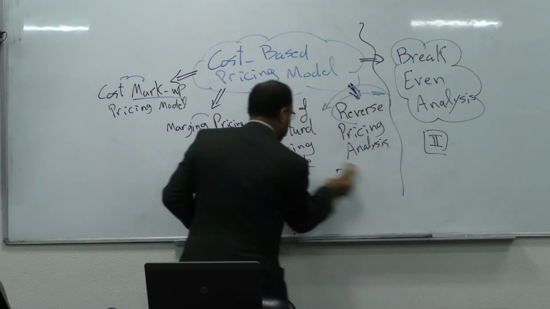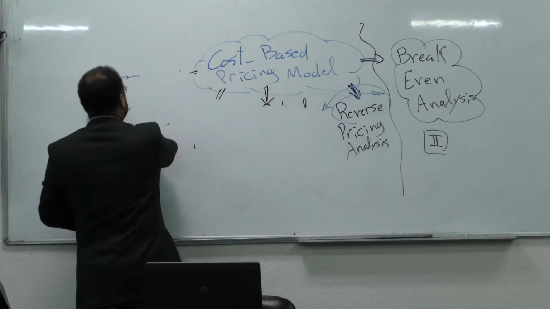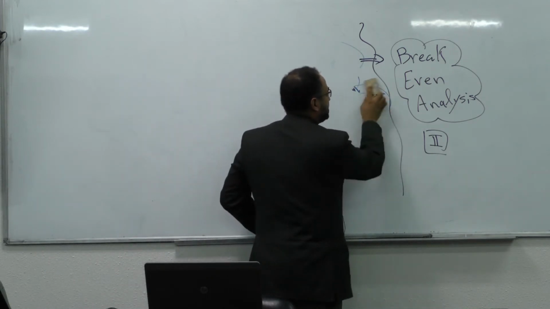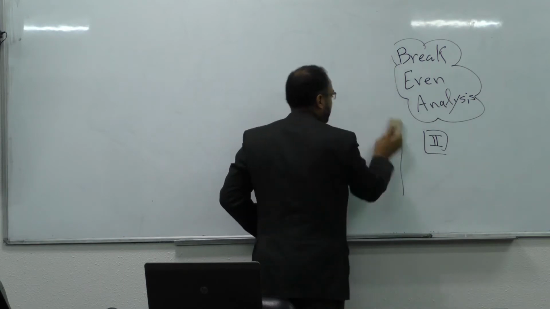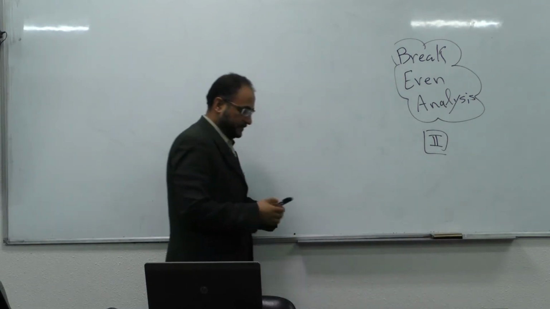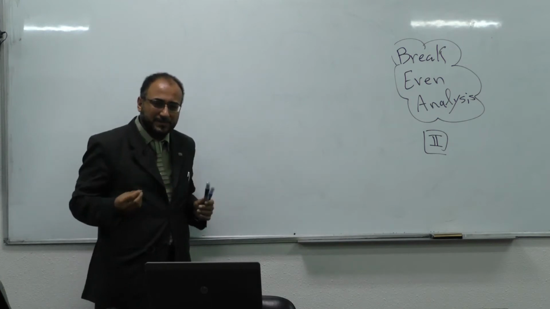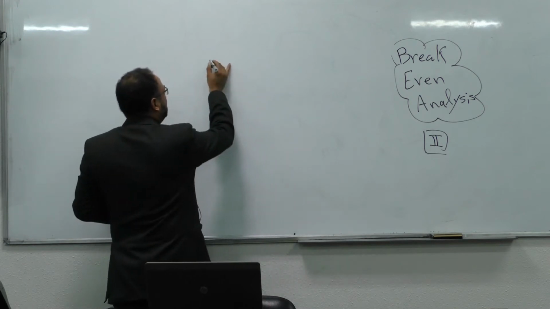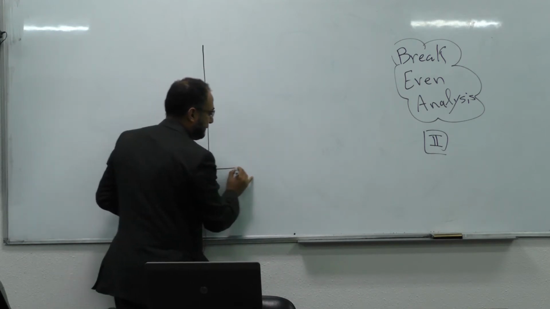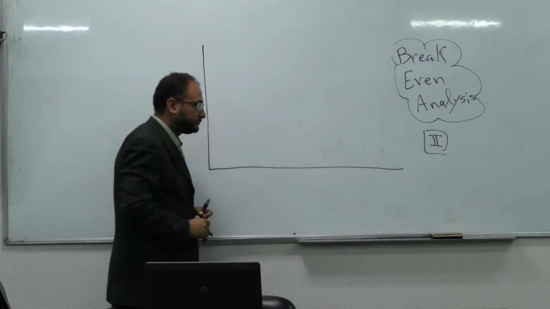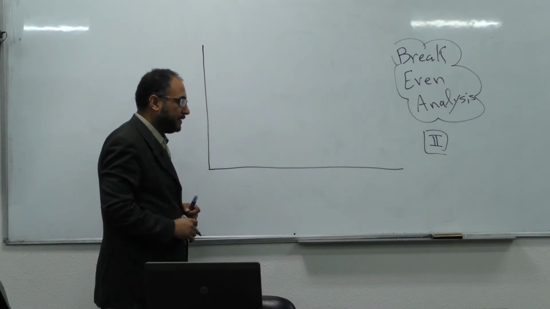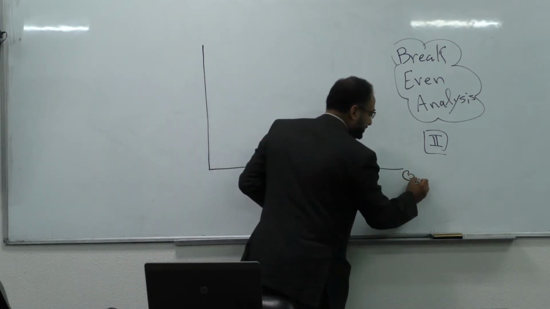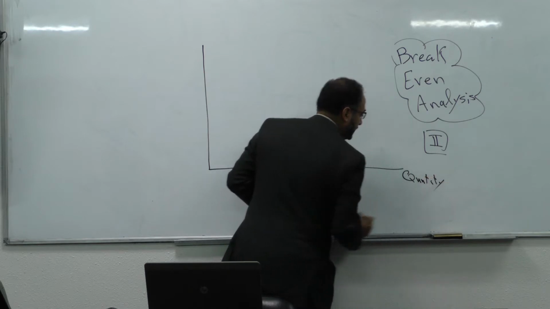Let me get rid of the previous models that we don't need now, because we want to make a simple figure that helps us understand what the break-even analysis is in simple words. Here we have two axes that talk about the quantity and the money. So here we have the quantity, and here we have the money.